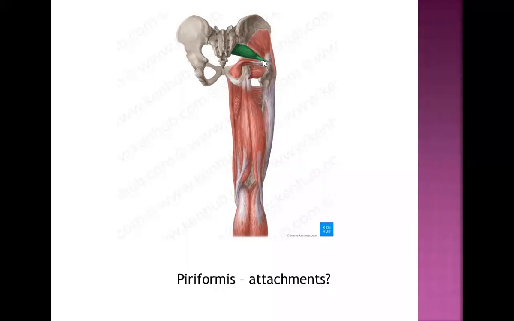Good. What about the insertion of piriformis? It's seen in this figure. Yes, very important: tip of greater trochanter, or the apex of greater trochanter. So you have to mention specifically which point on the greater trochanter.